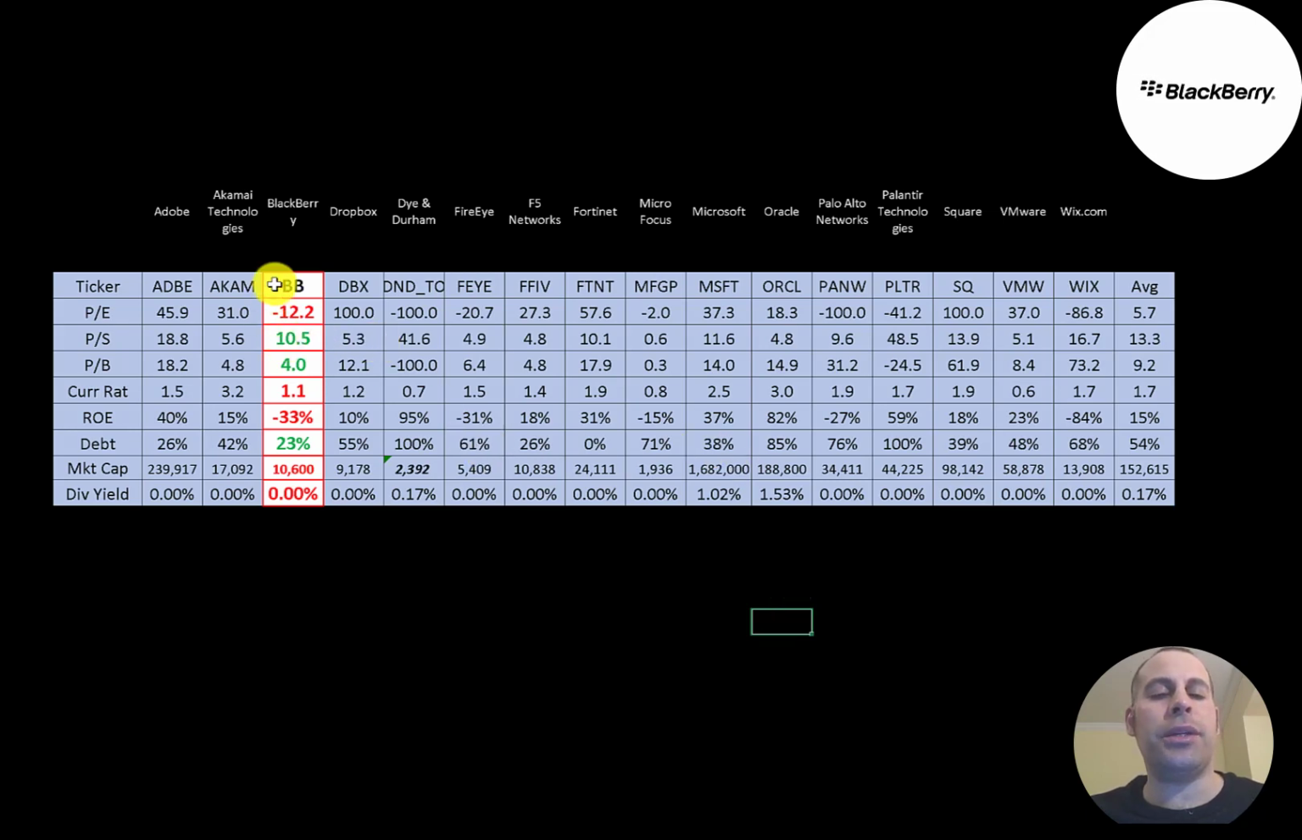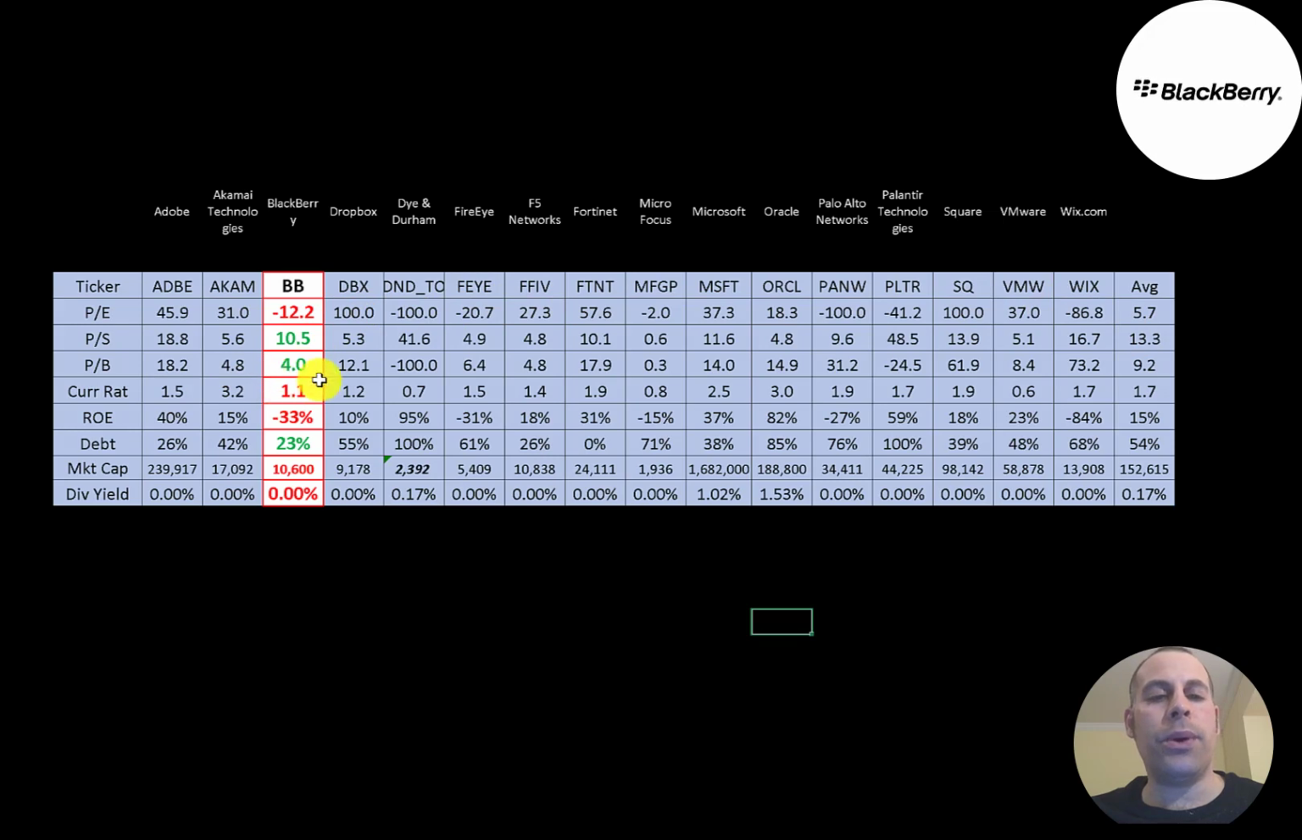The best way to look at ratios is to compare them to similar companies. I've done videos of 16 companies in the same industry as BlackBerry, and if BlackBerry has a number in red, they're worse than the average. If they have a number in green, they're better than the average. So they're worse in PE because they have negative earnings, so they have negative PE. Price to sales, they're better at 10.5, average is 13.3. They're doing a lot better in price to book.